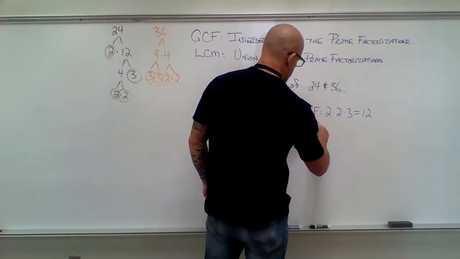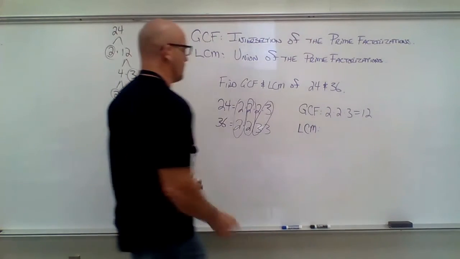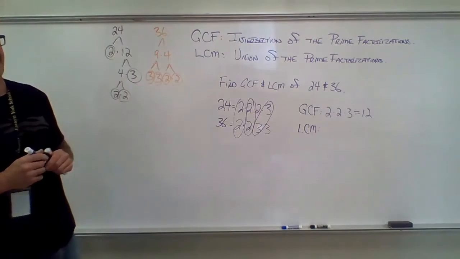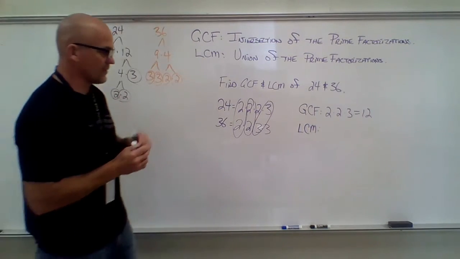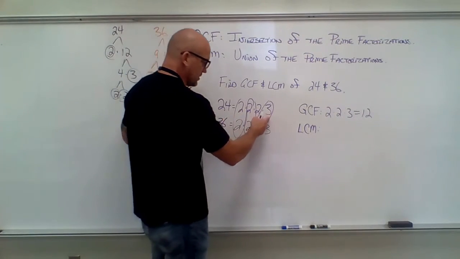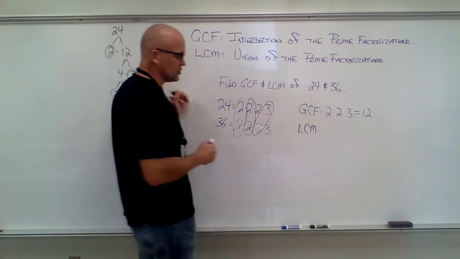Least common multiple. Least common multiple is that union. In other words, I want to write down the least amount of values I can to cover everything in there. Well, this guy has 3 2s and a 3. This guy has 2 2s and 2 3s.